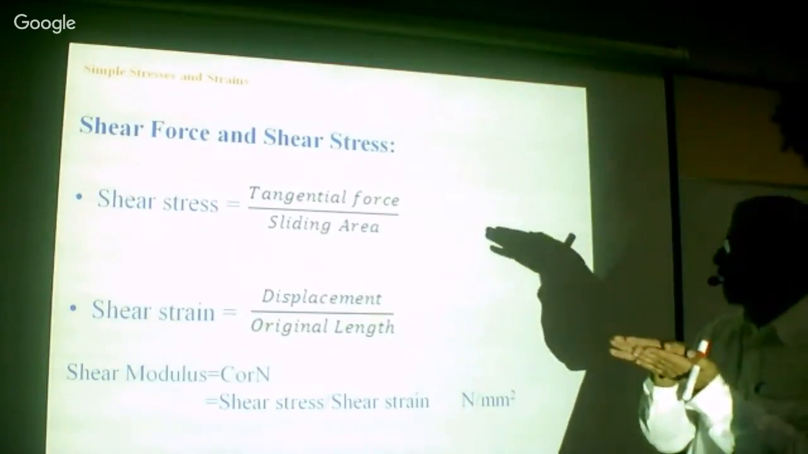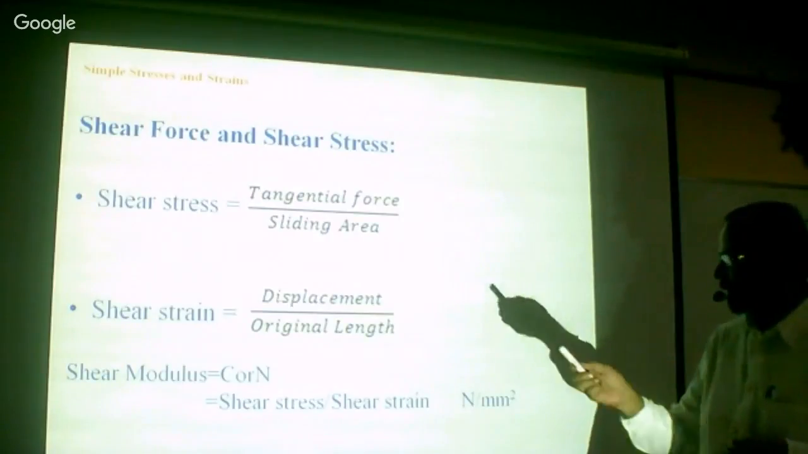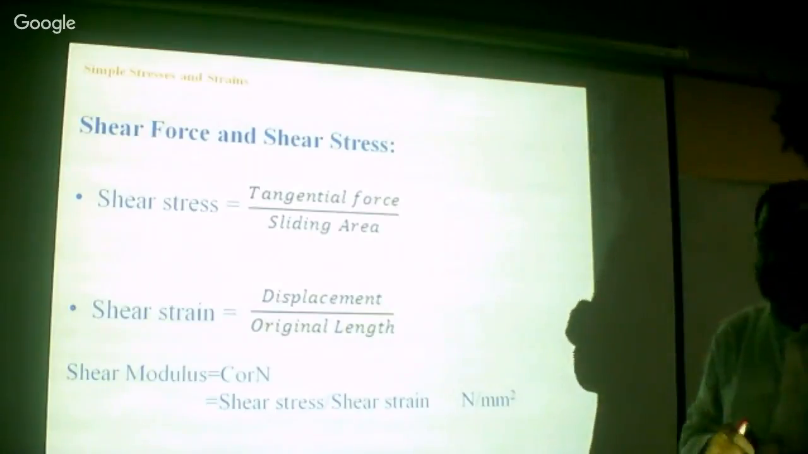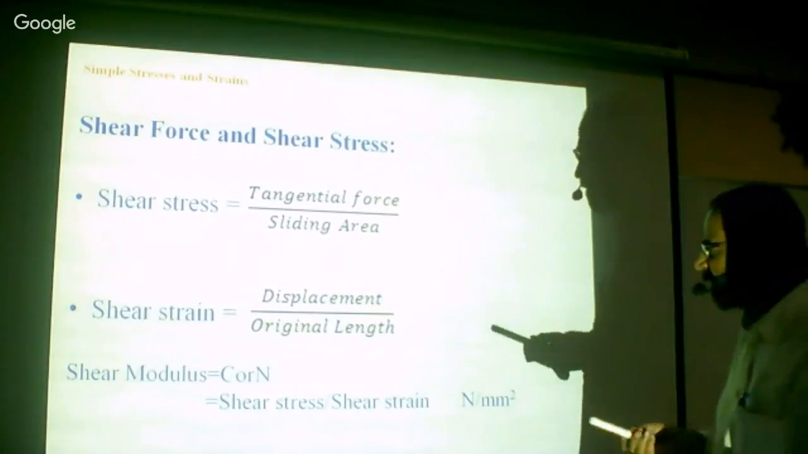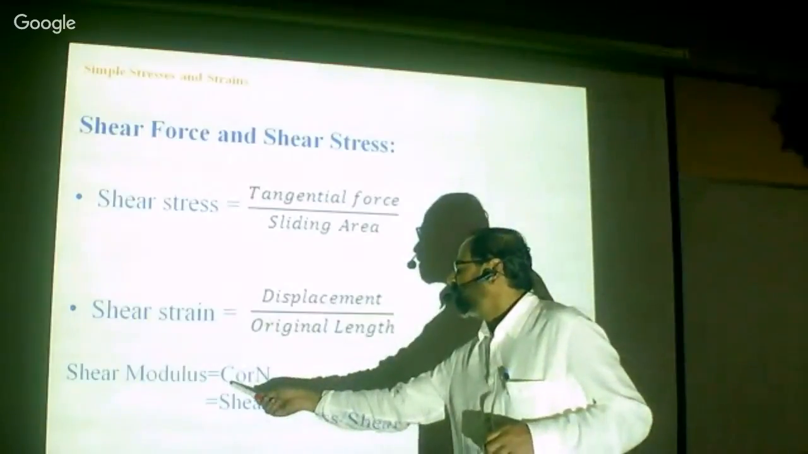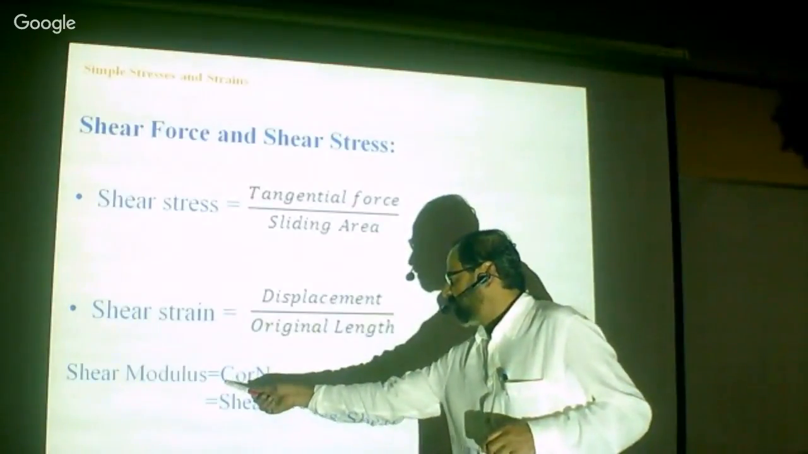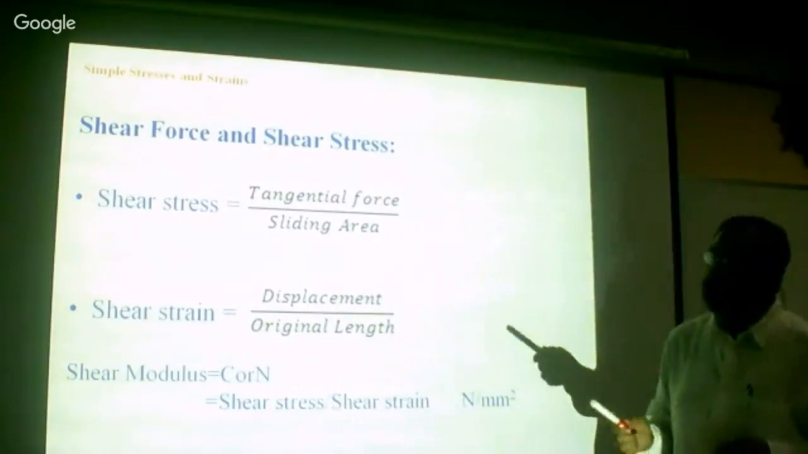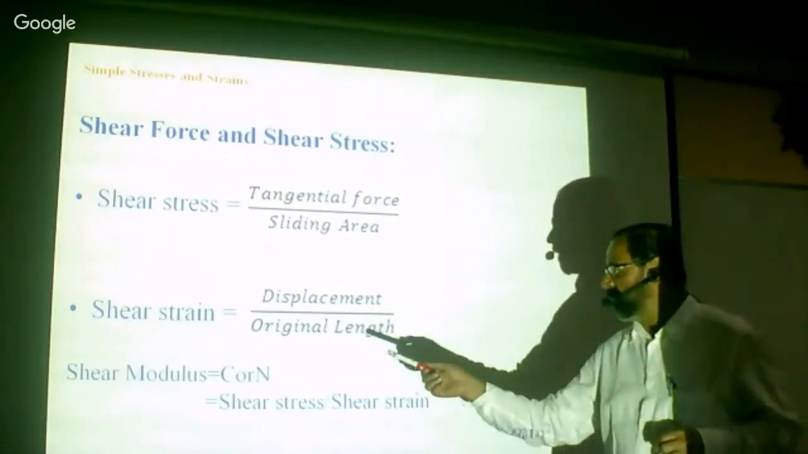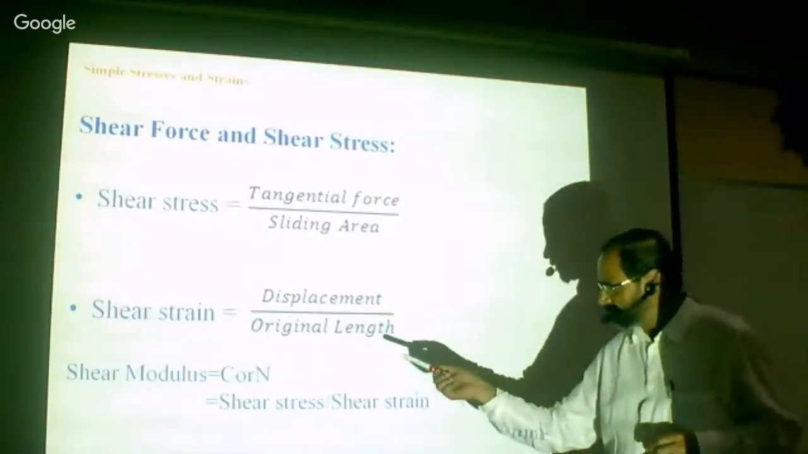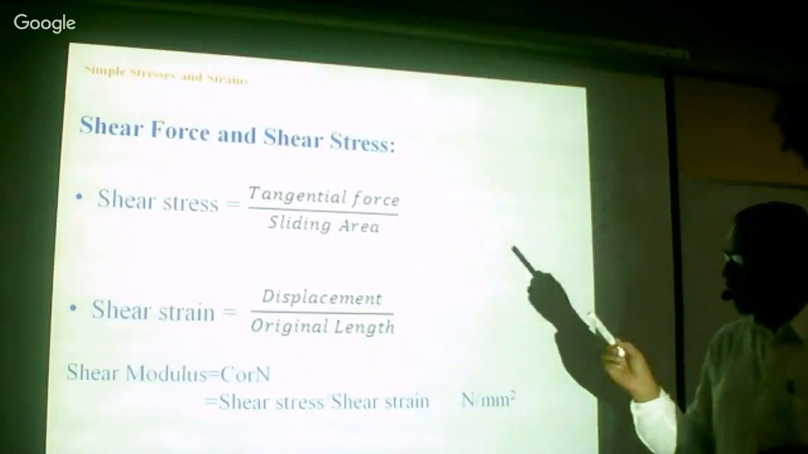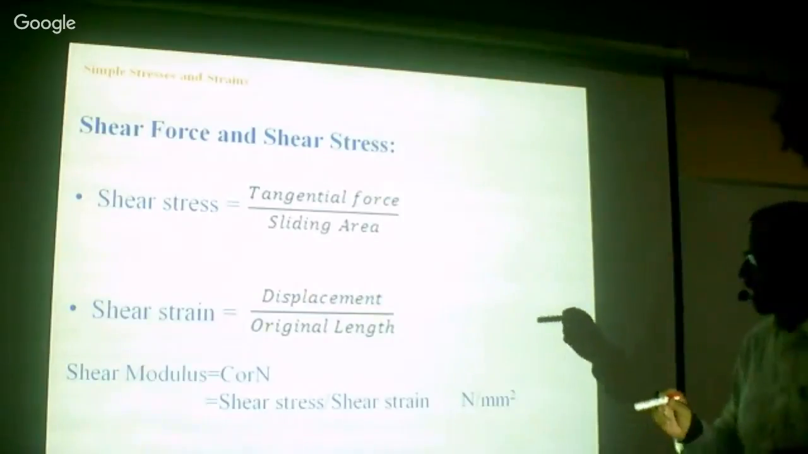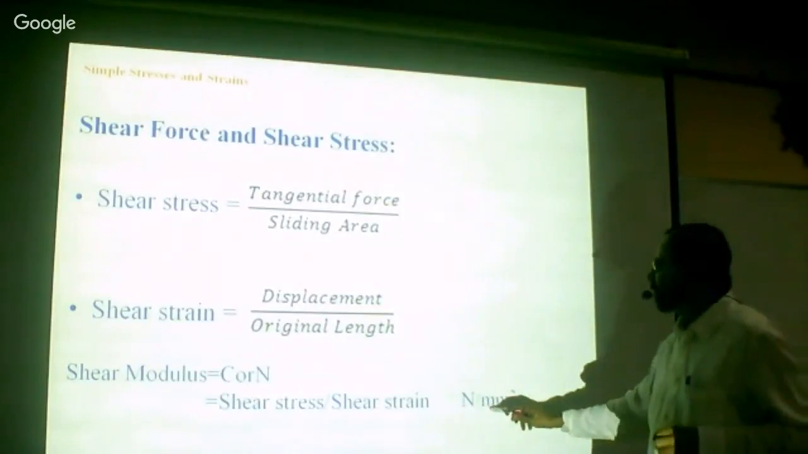It is the shear modulus, or sometimes we call this the rigidity modulus. Now it is abbreviated, in some textbooks as C, and in some textbooks as N. Some people talk in terms of C, or in terms of N. Therefore, shear modulus is the ratio between shear stress and shear strain. It is also in Newton per millimeter square.